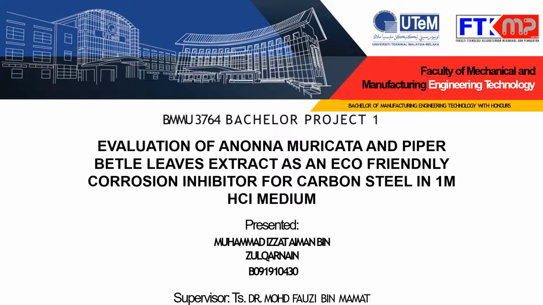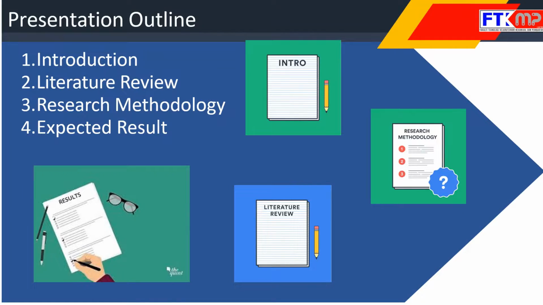Today I will present to you my PSM1 slide about evaluation of Annona muricata and betel leaves extracts as an eco-friendly corrosion inhibitor for carbon steel in 1 mole hydrochloric medium. For my presentation outline, there will be 4 phases, which are introduction, literature review, research methodology, and expected result.